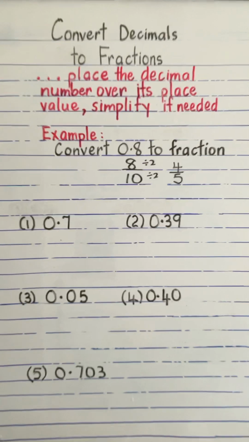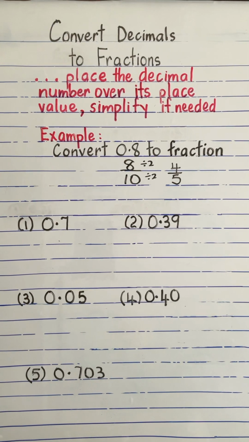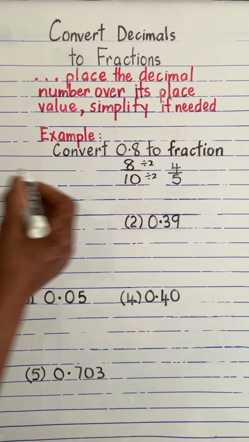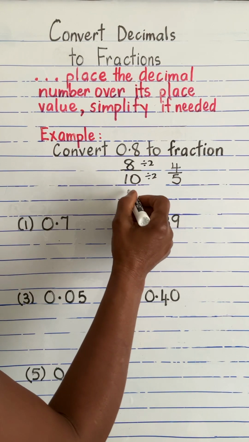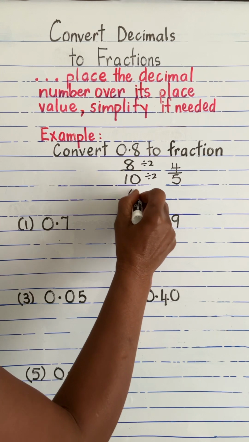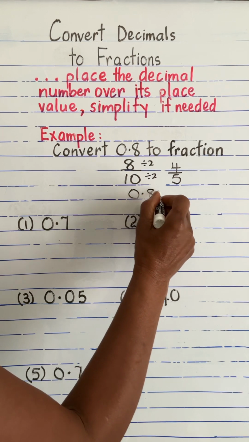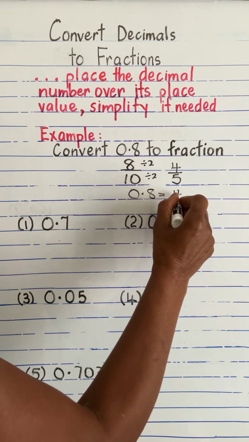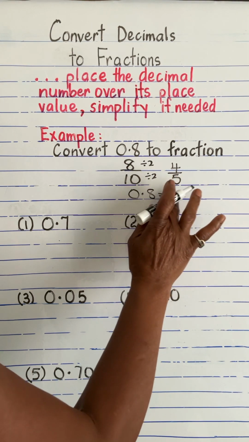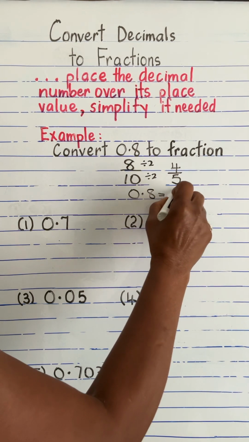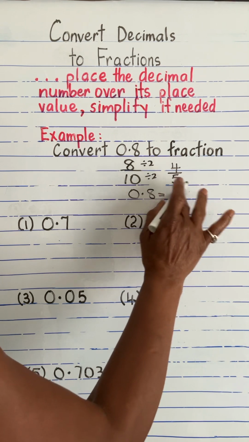8 divided by 2 is 4, and 10 divided by 2 is 5. So 0.8 is equal to 4/5.